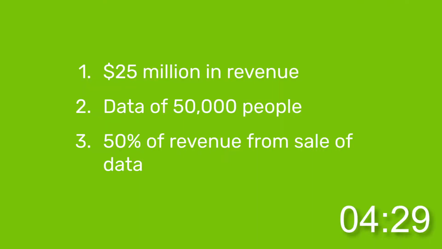Number one, you have over $25 million in revenue. Number two, your company has the personal data on more than 50,000 people. And a quick side note, 50,000 people divided by 365 days, if your website gets 137 visitors, you would have to be compliant with the California Consumer Privacy Act. And the third stipulation is if your organization gets half or more of its revenue from the sale of personal data. So what exactly is personal data under CCPA?